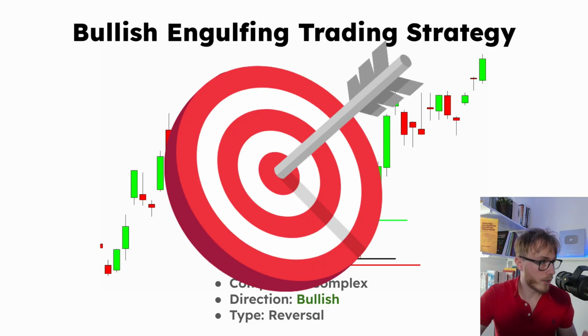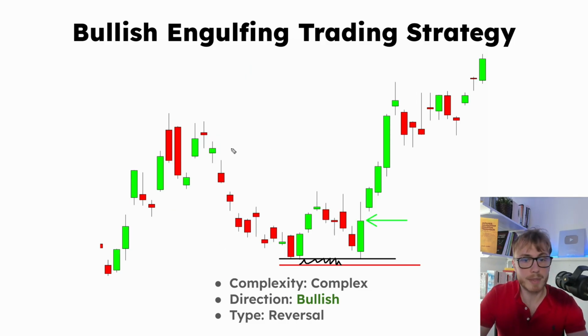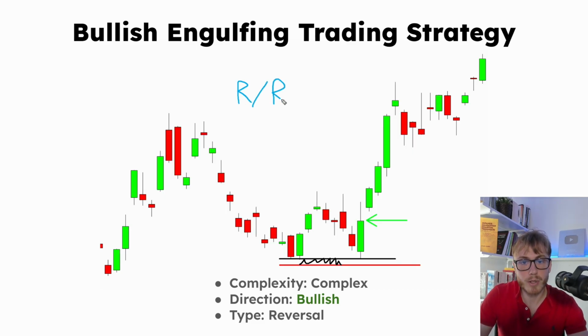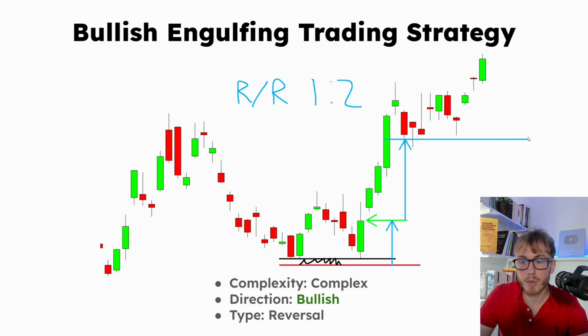But what about your target level? Well, here you can keep it simple and use a risk to reward ratio. A risk to reward ratio tells us how much we gain compared to how much we lose when we take the trade. So for example, a risk to reward ratio of 1 to 2 means that we risk $1 for every $2 in profit. Or in other words, the distance here from the stop loss to our entry point should be half the length of the distance up to the profit target. So in this case, our profit target would be around here.